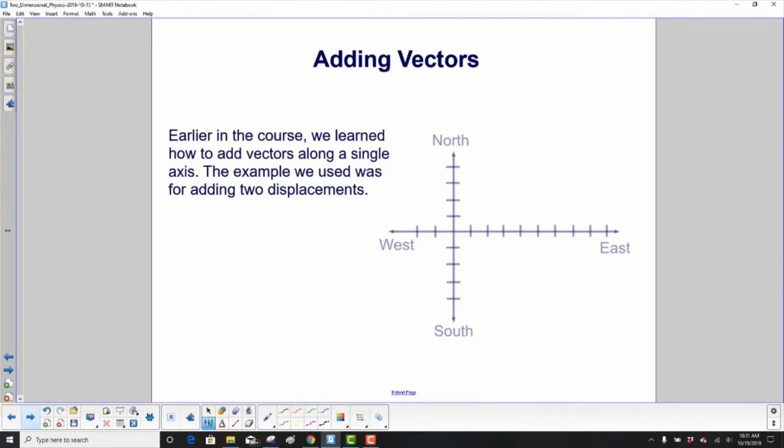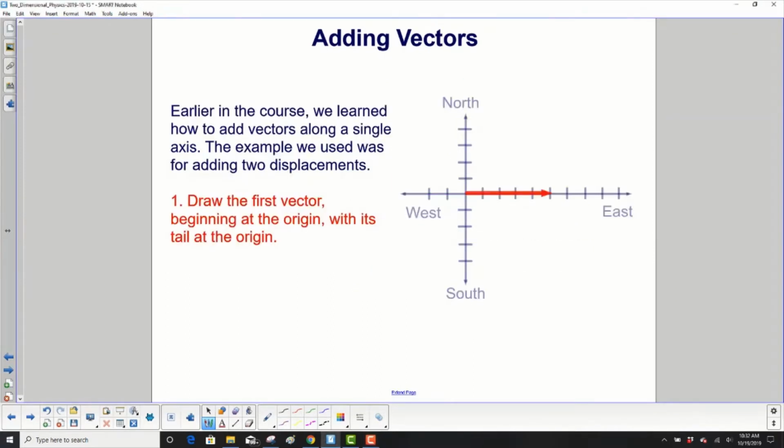Earlier in the course, we learned how to add vectors along a single axis. The example that was used was for adding 2 displacements, and we were working on the x-axis here. And you can see we have north, east, south, and then west. We started with the first vector, in red over here. You begin at the origin, and we call this part the tail of the vector, and then you extend it out for its magnitude, and this is the tip, the arrowhead.